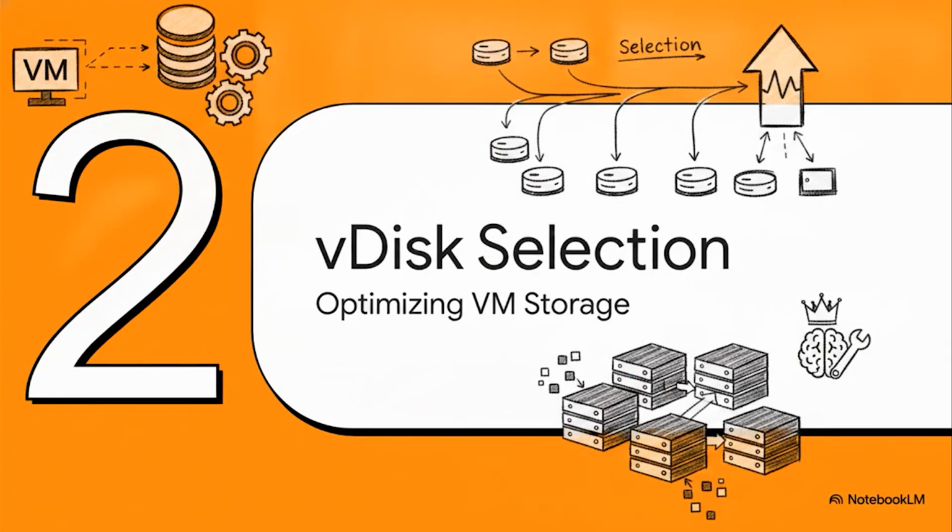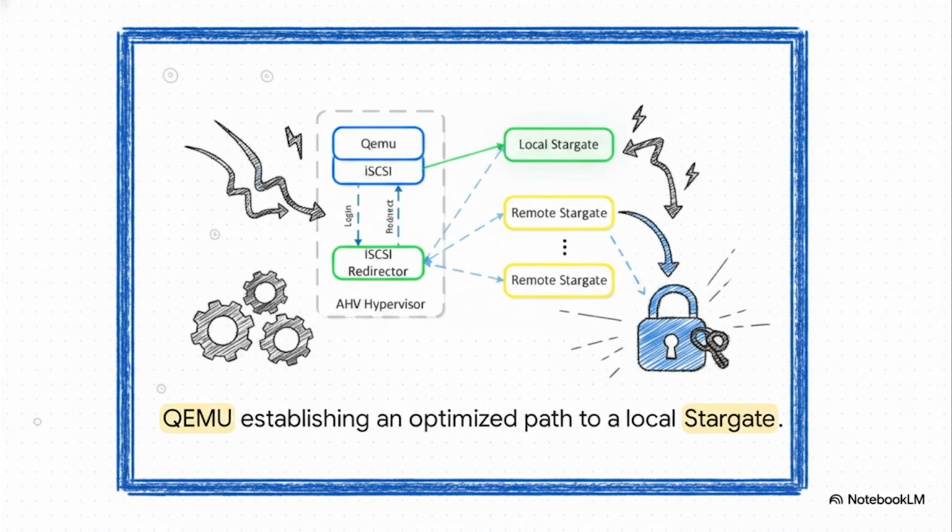Section 2. Let's do a vDisk selection walkthrough. Now, what's really interesting about this architecture is how it dictates performance. When you spin up a VM, making the right disk configuration choice immediately sets the ceiling for its performance. You can see why SCSI is the default and absolutely preferred disk type for AHV-based VMs. AOS passes all disks to the VMs as raw SCSI block devices. This creates a really lightweight, highly optimized I/O path.